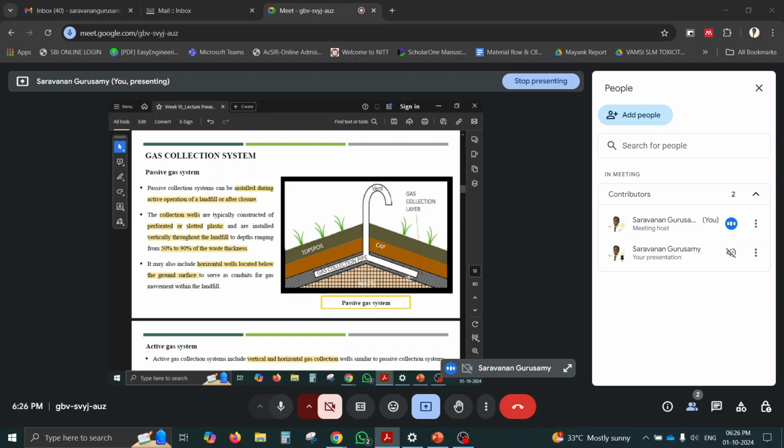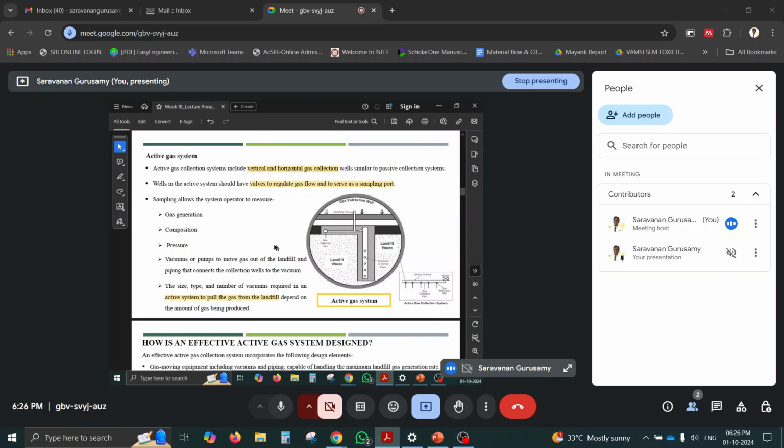The gas will be transported through the perforated material, and this can be installed vertically throughout the landfill. 50 to 90% of the thickness will have this perforated material. A horizontal well can also be located below the ground surface. An active gas collection system also has vertical and horizontal gas collection systems, but these all have valves to regulate the gas flow and to serve as a sampling port. There is no valve for a passive collection system.